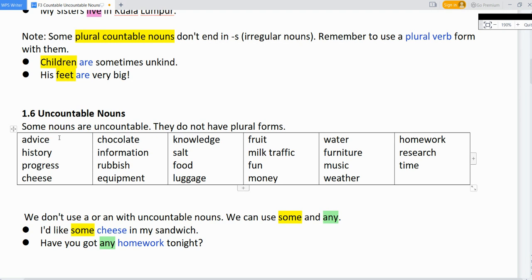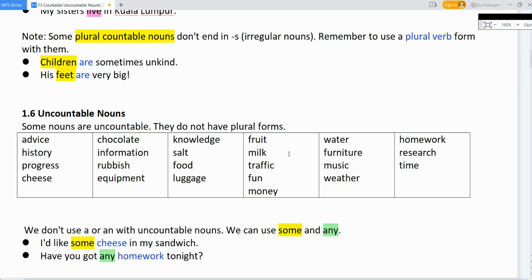Okay, for example, advice. Okay, nasihat tu tak boleh dikira. Ada satu nasihat, kedua nasihat, ketiga nasihat ke kan? So we say advice tu as a whole lah. Okay, nasihat. History. Okay, progress. Cheese. Chocolate. Information. Rubbish. Equipment. Knowledge. Salt. Food. Luggage. Fruit. Milk. Traffic. Fun. Money, water, furniture, music, weather, homework, research, and time.